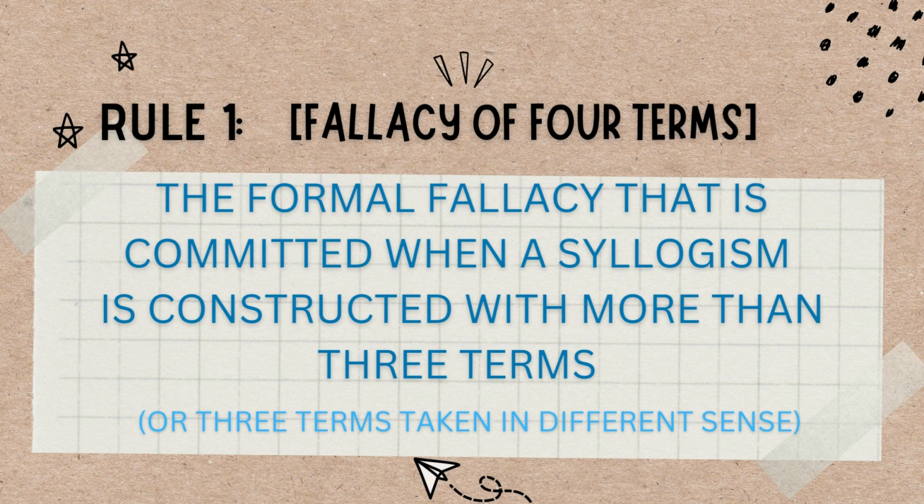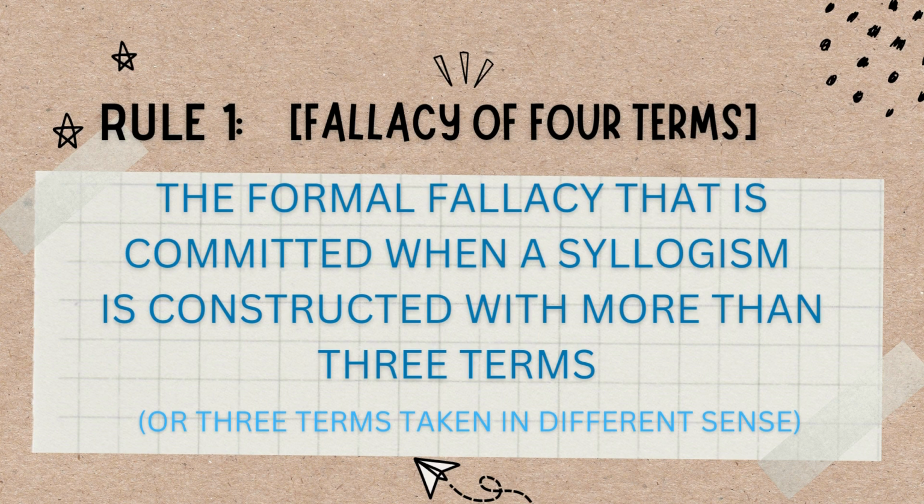The formal fallacy that is committed when a syllogism is constructed with more than three terms, or three terms taken in different senses. What is meant by the fallacy of four terms? This fallacy occurs when a syllogism has more than three terms. How will we find out if it is a syllogism or not?